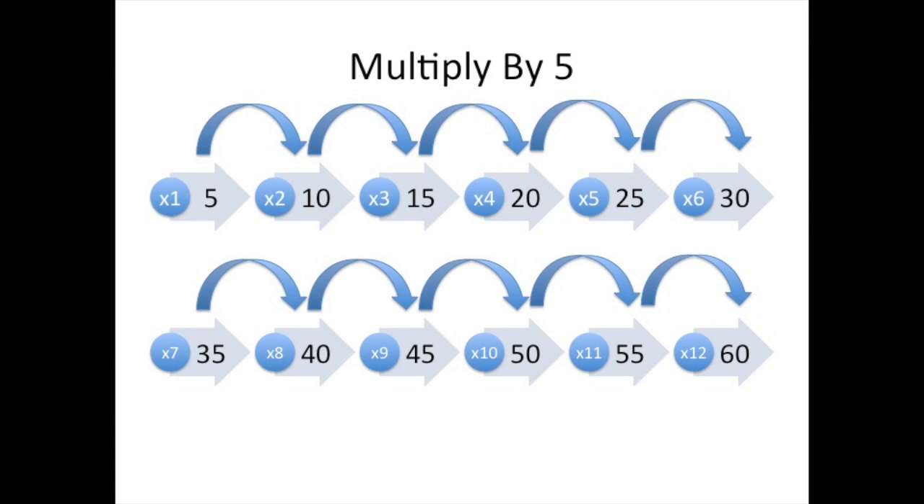Multiplying by 5. When you multiply by 5, you skip count the number you are multiplying by. So for 5 times 2, you skip count by 5 twice: 5, 10. This is the answer to 5 times 2. You can also do this with other numbers, such as 5 times 4. You skip count by 5 4 times. So 5, 10, 15, 20. That is the answer to 5 times 4. And so on.